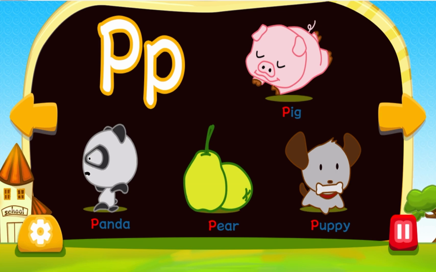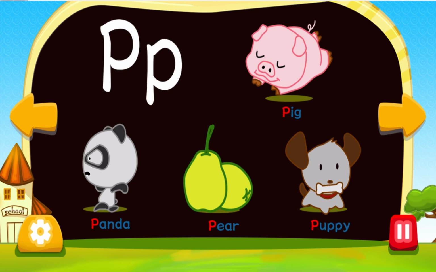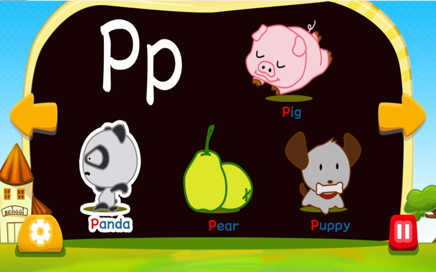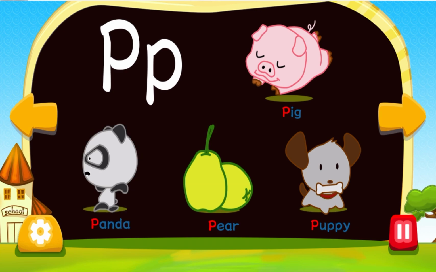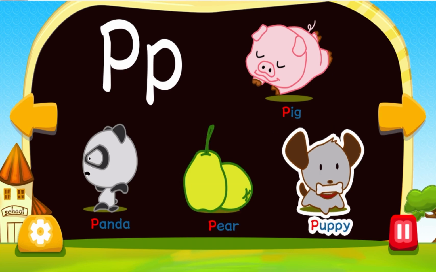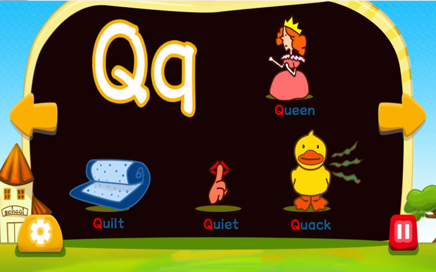This is the letter P. Sound of the letter P. P. Point and say. Pig. Panda. Pear. Puppy.